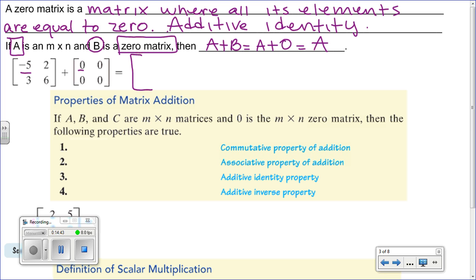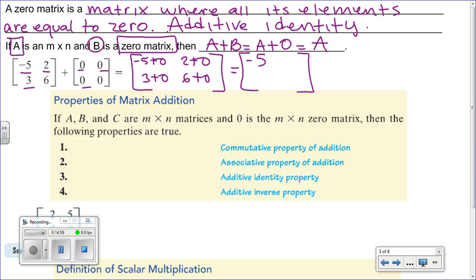-5 plus 0, and then 2 plus 0, 3 plus 0, and 6 plus 0. And so of course you get the original matrix: -5, 3, 2, and 6. So we do have something called additive identity.